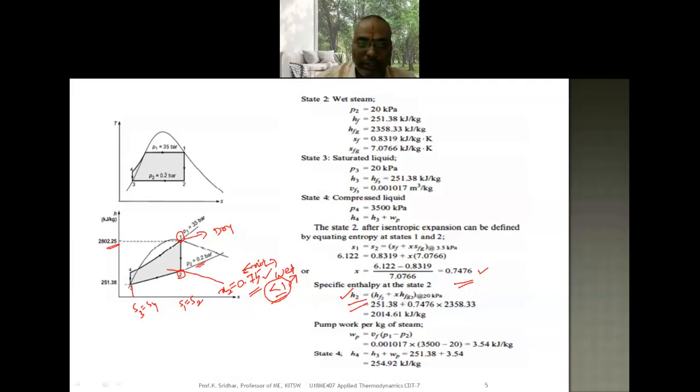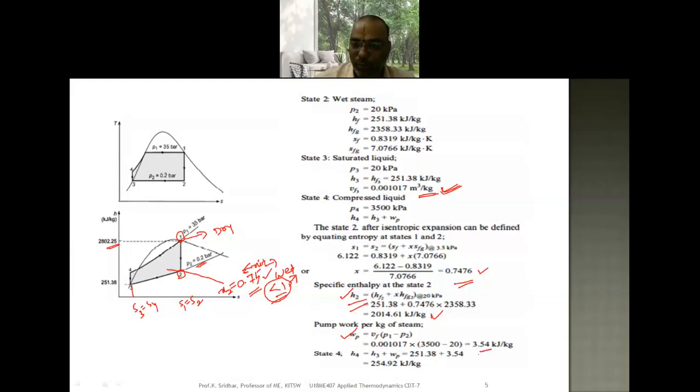The corresponding pressure is 0.2 bar, that is nothing but 20 kilopascals. So find it as H2. And we always know that pump work is equal to Vf into (P1 minus P2). So substitute the value of Vf. Here you can see at 20 kilopascals, from the steam tables we are able to find Vf. P1 and P2 values are already known to you.